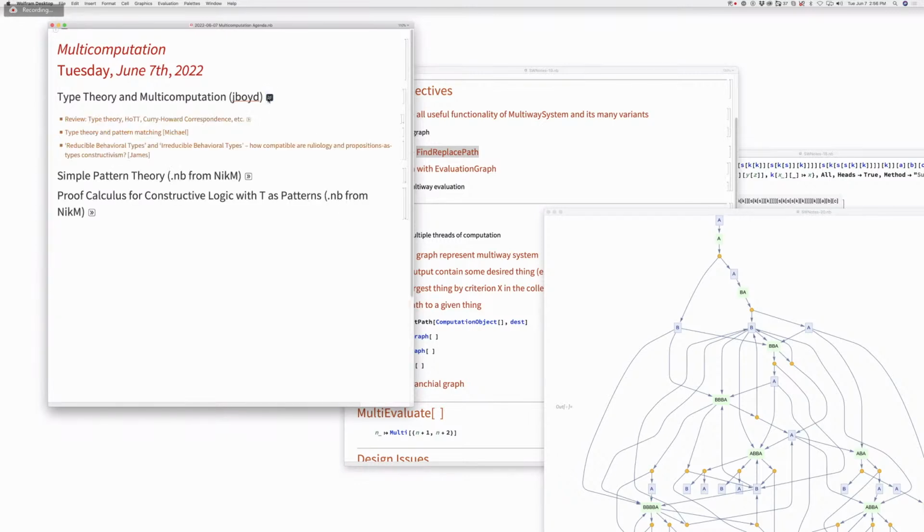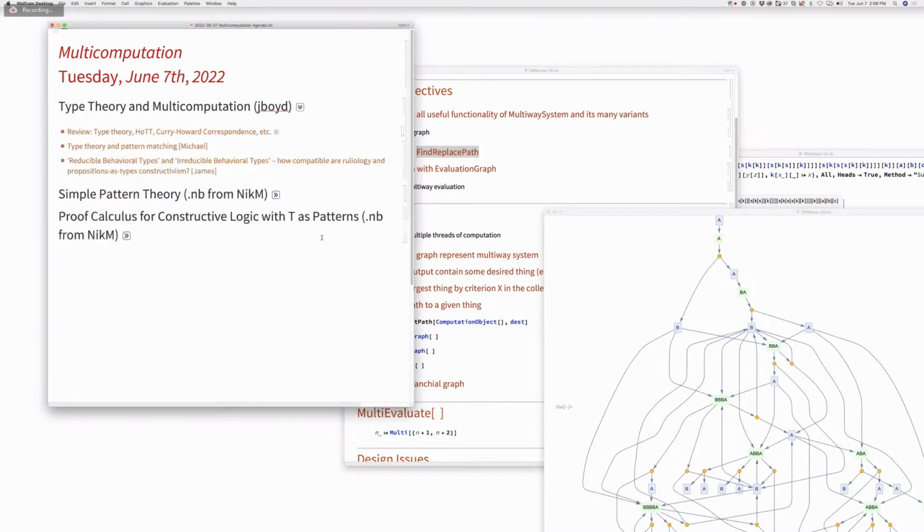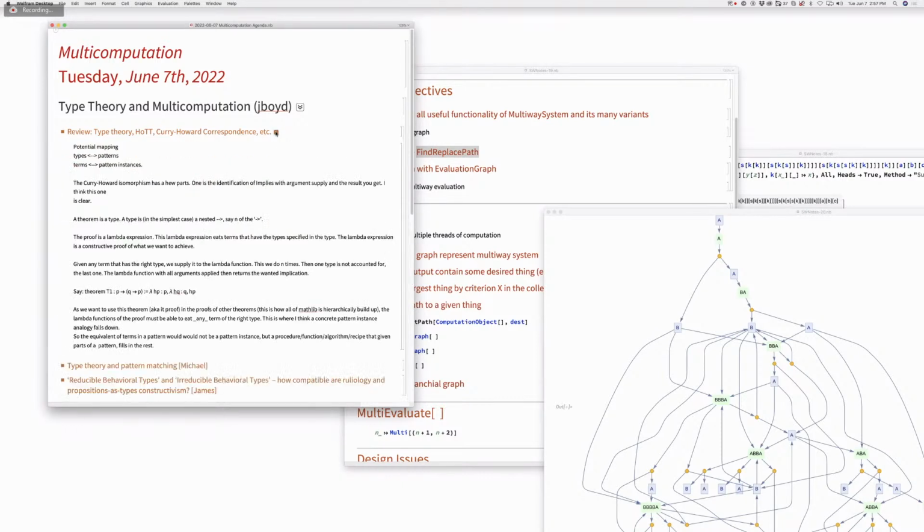So the first one is about type theory. Oh, I see. Okay, I remember what this was now. I'm now a little less clueless here. Okay, I remember what this is. Yes. Okay, yes, I did want to look at this. Okay. I'm trying to, okay, so first thing is a review of type theory, homotopy type theory, etc. This was a note from Michael about types and patterns and the relationship between types and patterns.